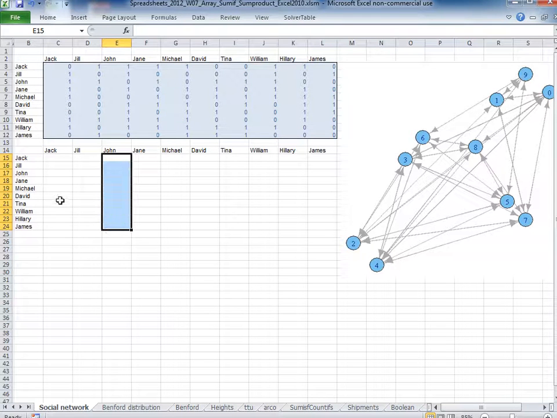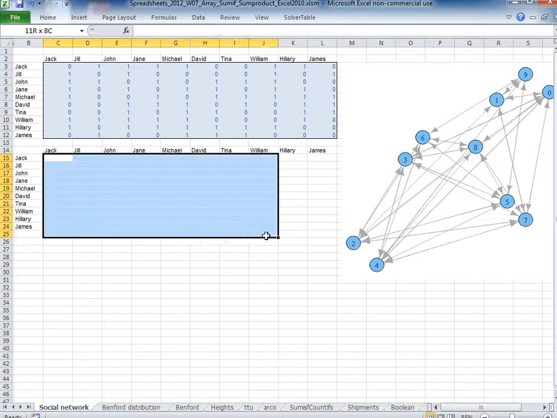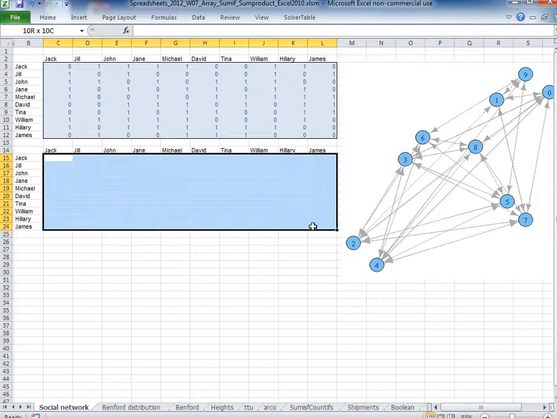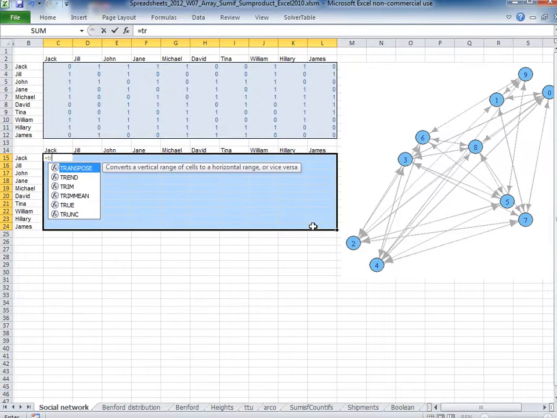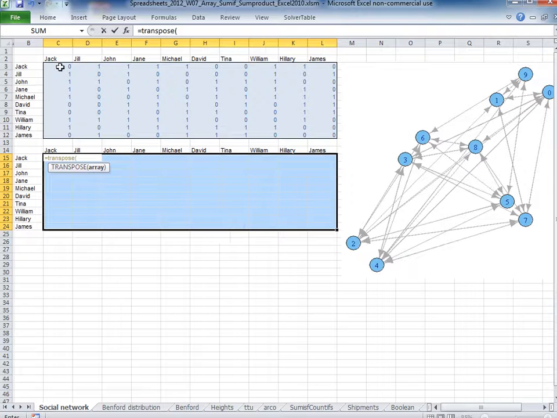Now, let's select the entire table again. Let's leave it selected. Let's write equals transpose. Let's select the upper table. And once again, not press Enter, but rather Control Shift Enter.